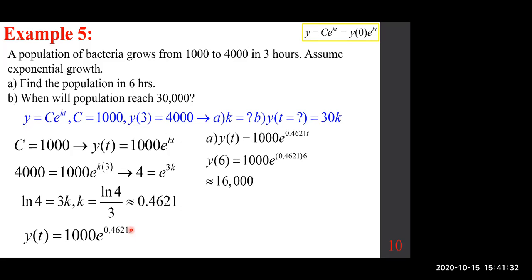Okay, simple calculation. I wouldn't worry about that too much. So replace it with 6. The next one says, okay, when do we get to 30,000? Well, here's the formula, everybody. Put 30,000 on the left and solve for t.